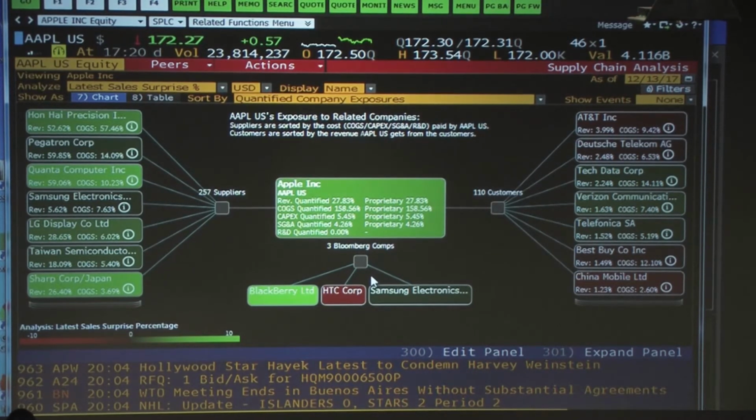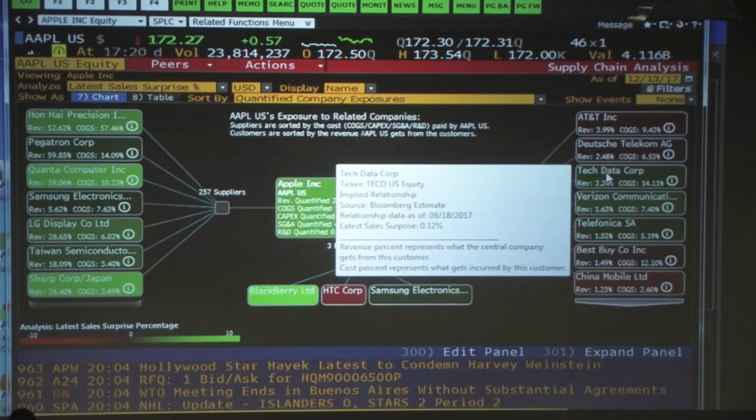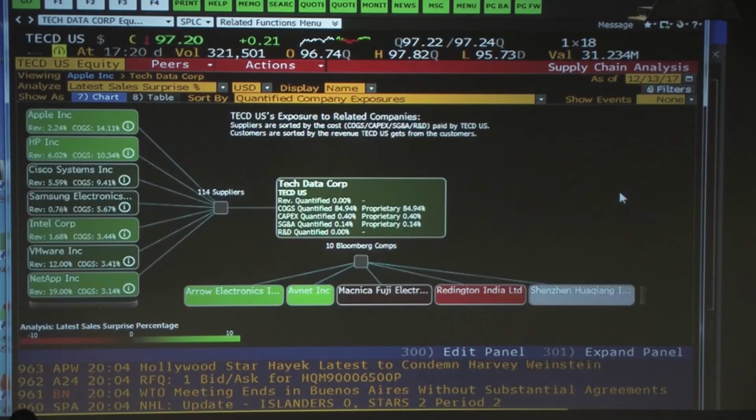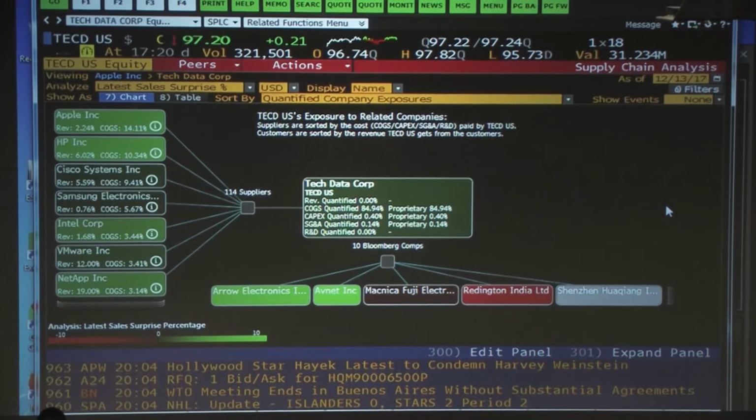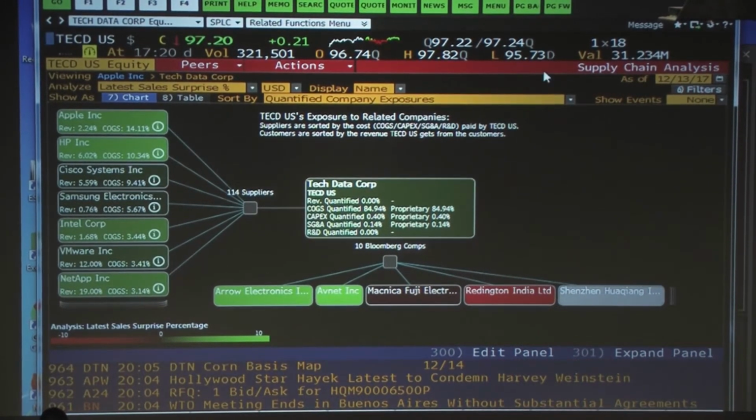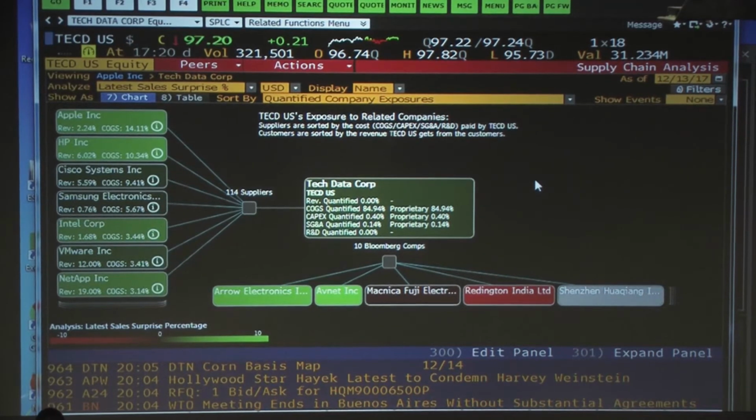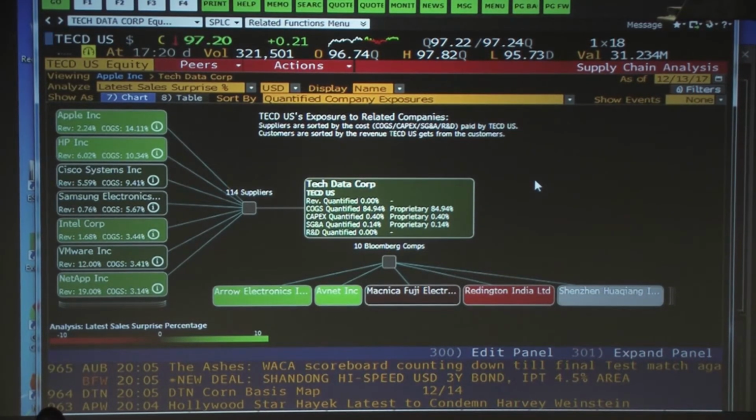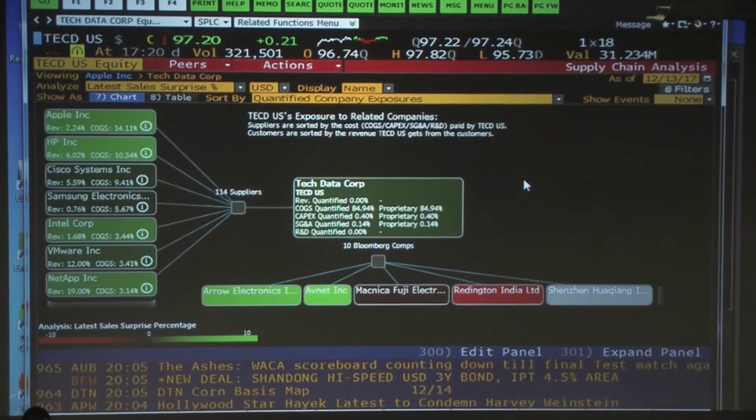So basically, you can click through the supply chain and see all the companies that these other companies interact with. So you can see that this company called Tech Data Corp interacts with 114 suppliers, but you can see they don't have any customers.